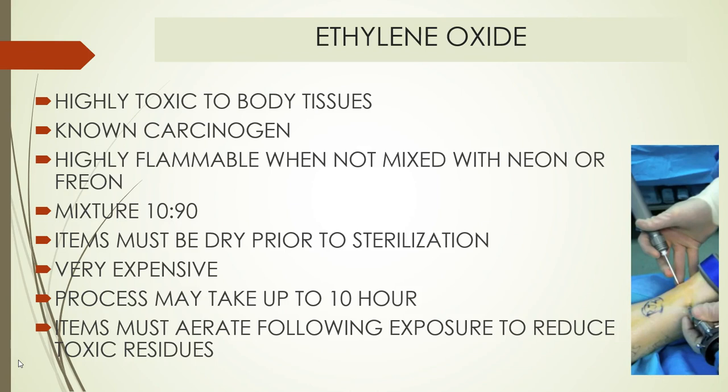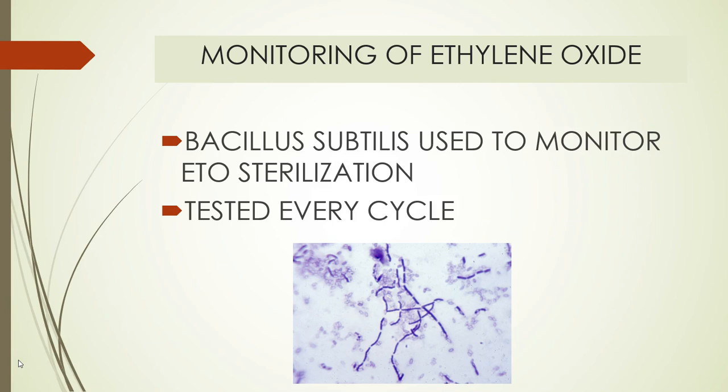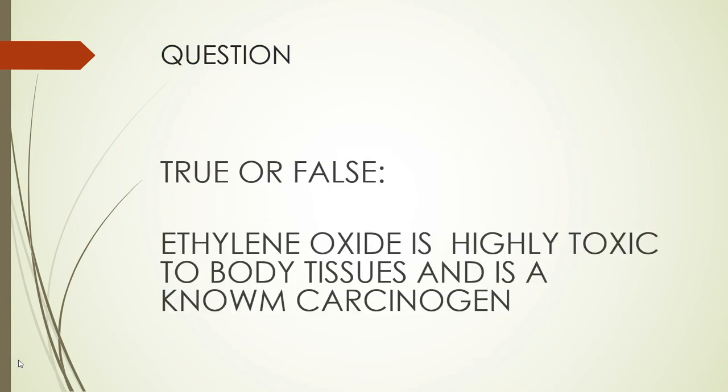It is expensive, it is toxic, it is carcinogenic, and it takes a great deal of time to carry out. And again, aeration is required in order to remove carcinogenic, toxic residues. This is a typical ethylene oxide chamber, and there has to be an exhaust system outside the office, outside the hospital, to remove the ethylene oxide neon or ethylene oxide freon exposure. Monitoring is done with bacterial spore testing on every cycle.